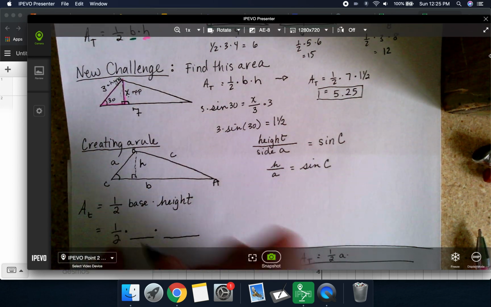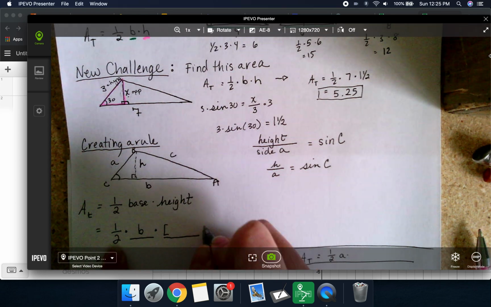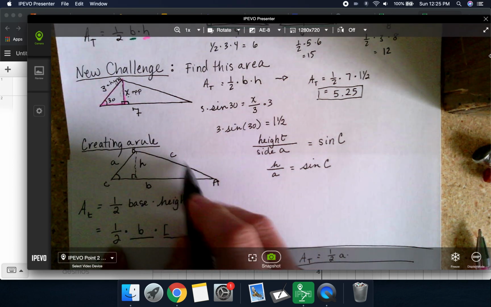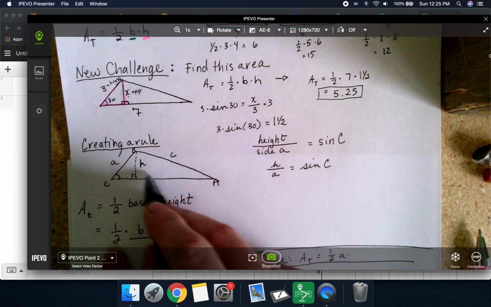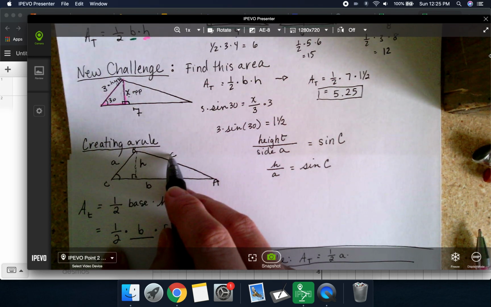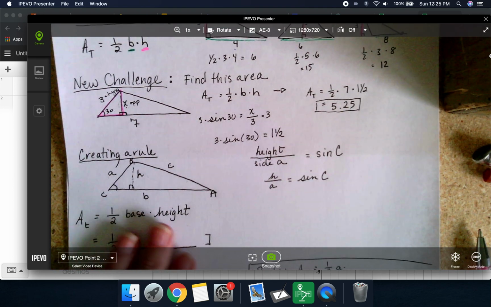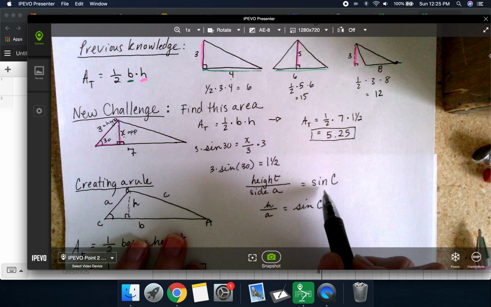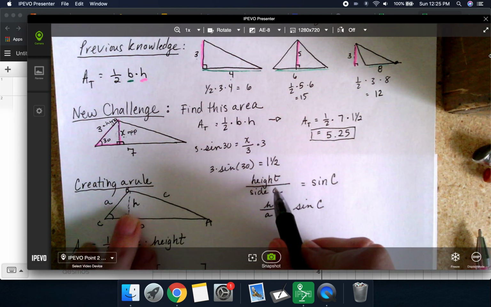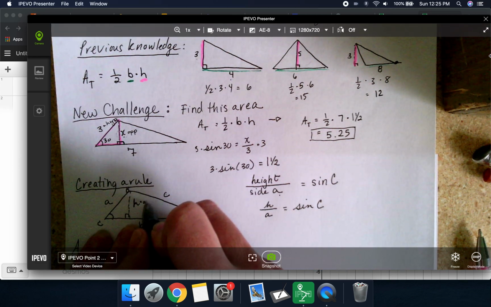So the base is going to be this little b here, and for the height, we're going to see if we can figure out this height in terms of these other pieces of information we have. We don't always have to figure out this length. Can we figure out something that's in terms of these other letters? So we're going to do the same thing we did above. We're going to say that the sine of this angle C right here is going to be the height divided by sine A, because the height is the opposite.